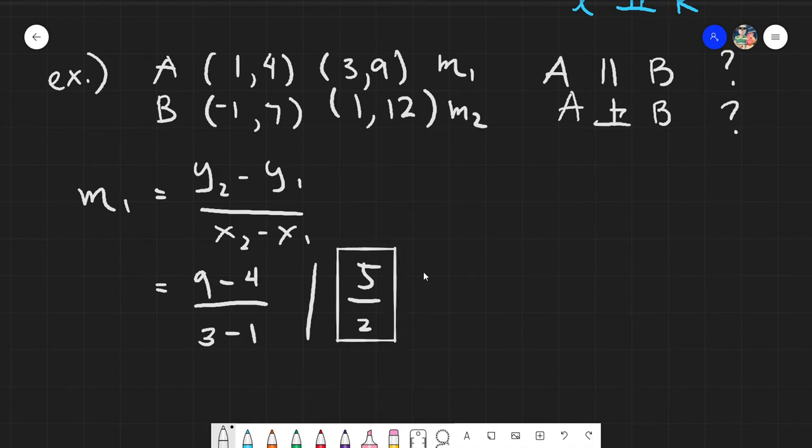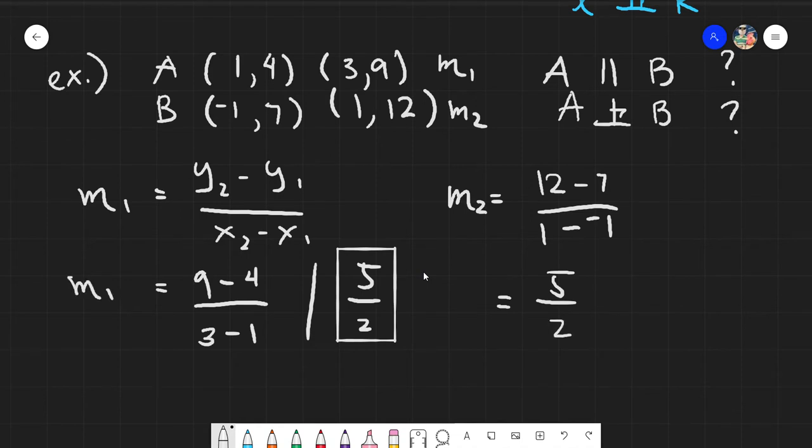Let me box that. Now, as for m sub 2, what would be the value for that? It would be the same formula, so let's just substitute the given. This is 12 minus 7 over 1 minus negative 1, giving us a slope of 12 minus 7, simply 5, and 1 minus negative 1, the answer is 2. So, m sub 1 slope is 5 over 2, and m sub 2 slope is also 5 over 2. You can easily view, they are the same.